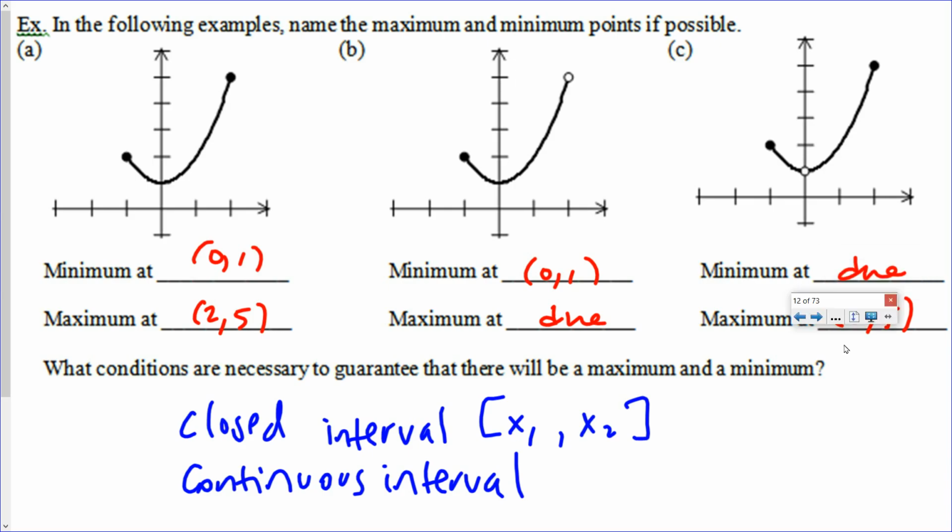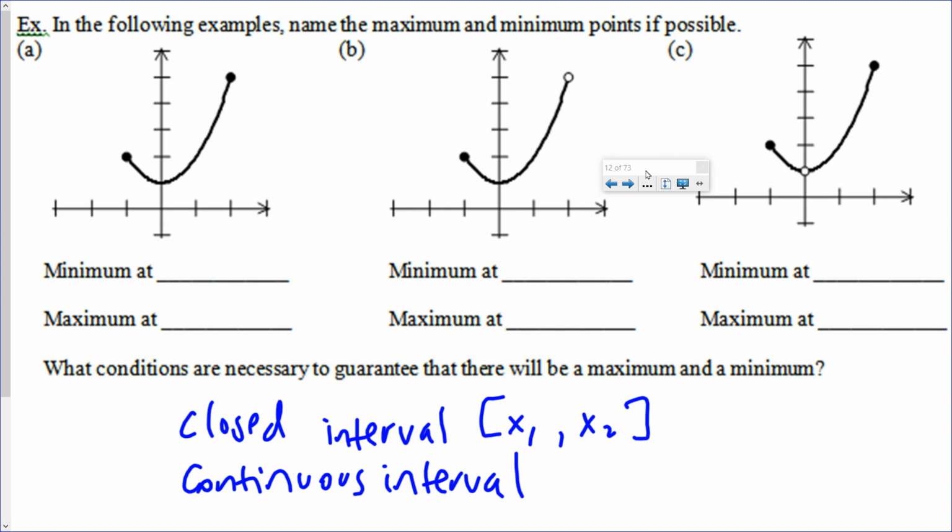And I want you guys to fill this part out. So this is in your notes. Go ahead and fill this out. We're going to talk about what the extreme value theorem says. So go ahead and fill this part out.